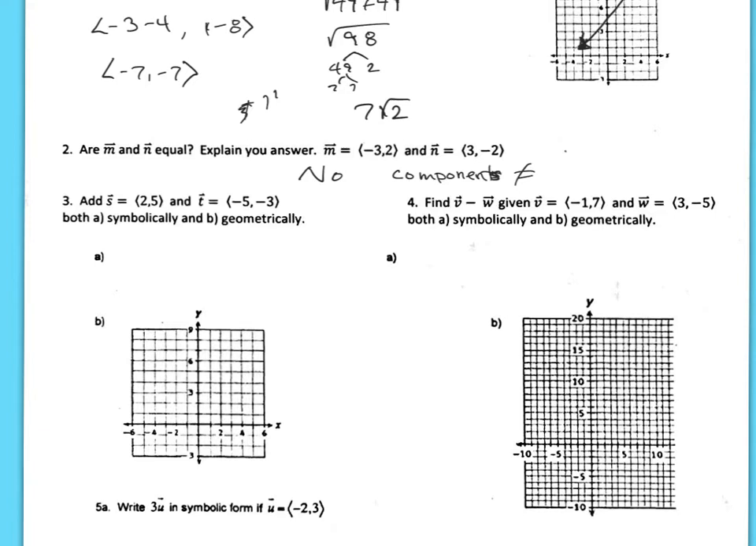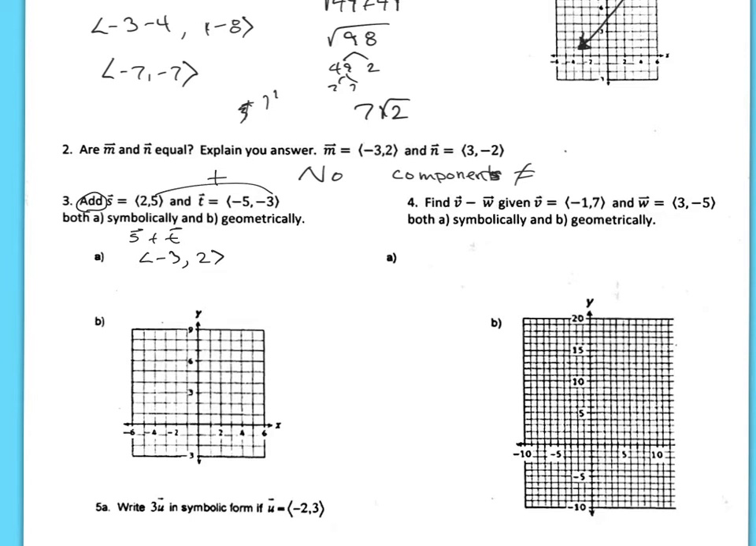Symbolically, obviously, is with the numbers. Geometrically is with the pictures. So for s plus t, it just says add s and t. That's a little bit awkward. I promise I'll put the s plus t on the test. So we're going to have 2 plus -5, so that's going to be -3, and 5 plus -3 is going to be a 2. So that's where the answer should go.